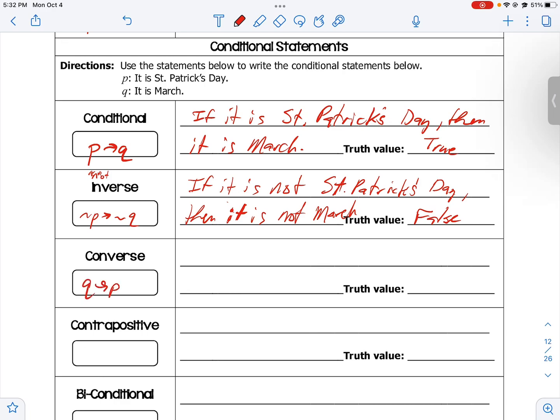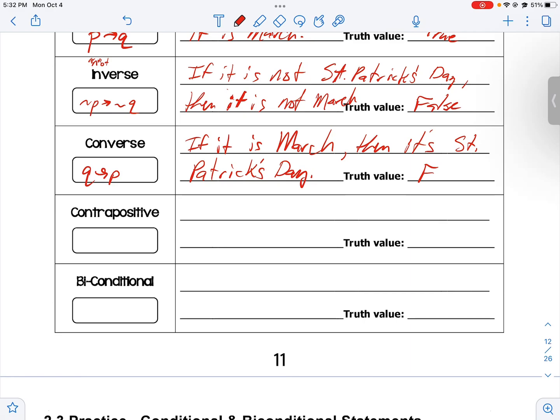Converse. Q, P. Flip it around. If it is March, supposed to capitalize the M there. Excuse me, March. If it is March, then it's St. Patrick's Day. That's also going to be false. Because the same reason we did on the inverse. It could be the 1st, 2nd, 3rd, 4th, 5th, anything but the 17th of March, and then it's not St. Patrick's Day. So that doesn't work.